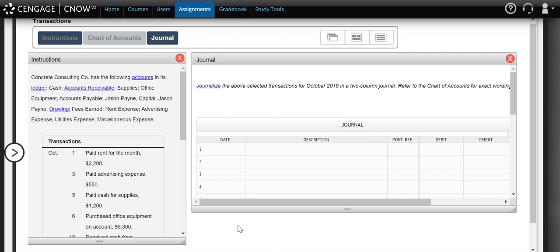In this example video, we're going to be looking at journalizing business transactions. One of the key things to remember is that you are provided a chart of accounts. It's located here as well as in this separate tab. If the account name is not listed in the chart of accounts, it cannot be listed as part of your journal entry. So please always refer to your chart of accounts when you are journalizing.